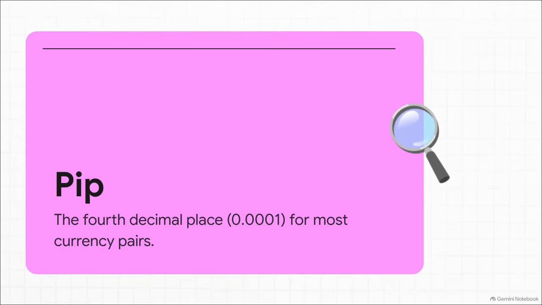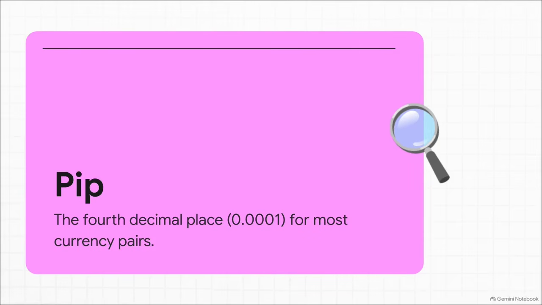Before you even think about entering a trade, we need to talk about mechanical risk management. You have to know how to measure price movement first. Enter the pip, or percentage in point. For most currency pairs, a pip is just the fourth decimal place. If the EUR/USD moves from 1.1050 to 1.1051, that microscopic fraction is 1 pip. The only major exception is pairs with the Japanese yen, where it's the second decimal place.